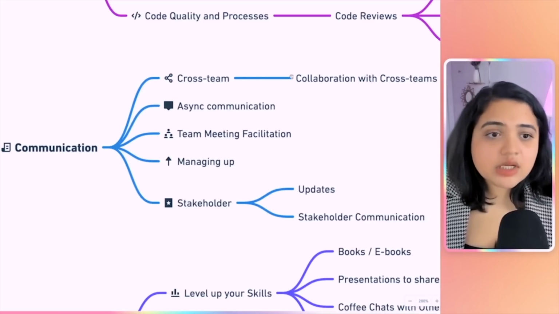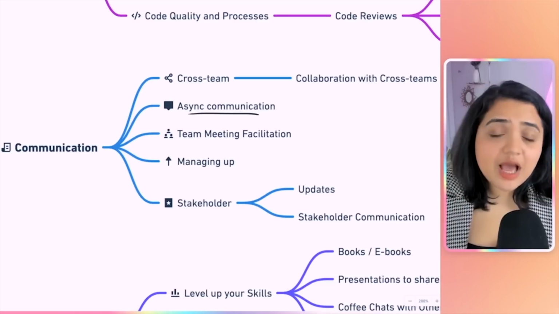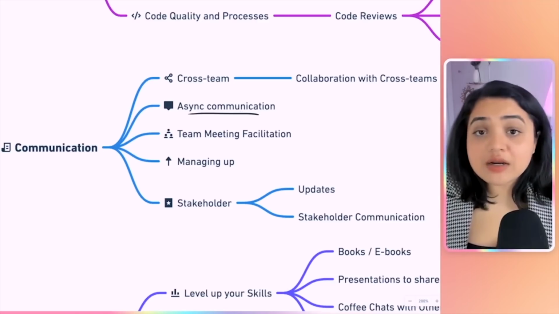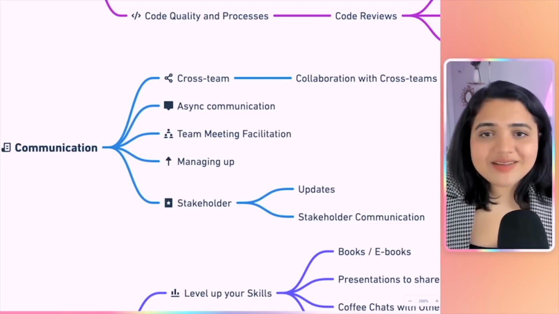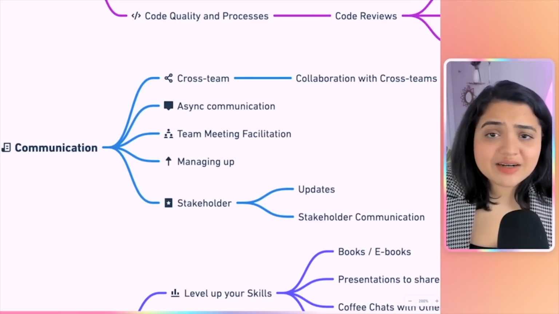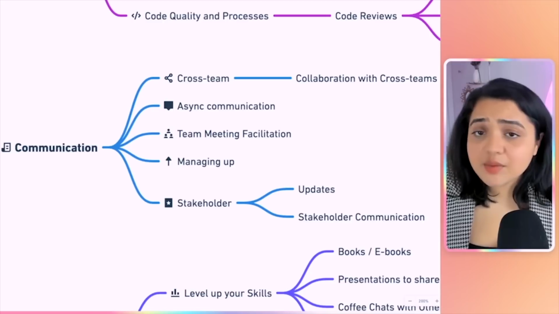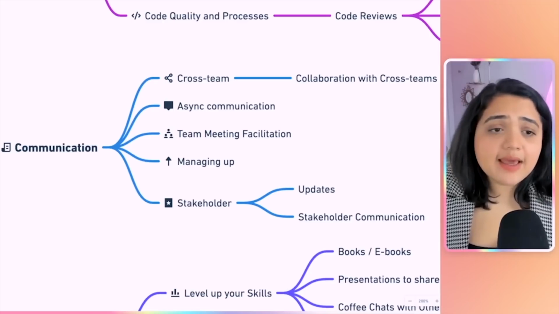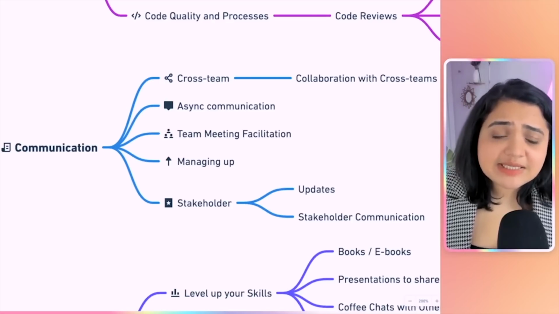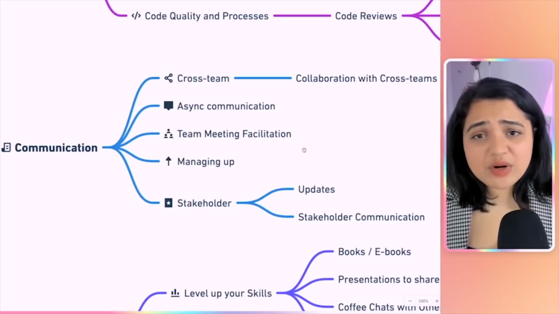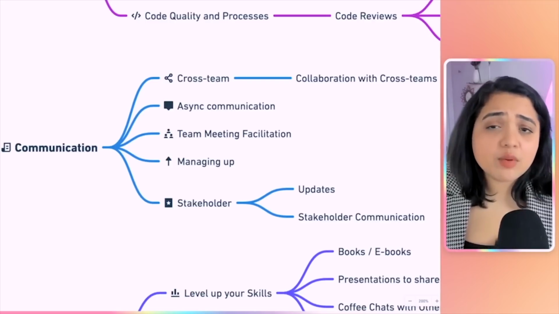Then there should be proper async communication practices. After 2020, we are in a spot where a lot of us are in a remote culture. So it's important that communication practices are async, and there are remote communication practices, and you don't necessarily need to get on a call for everything. There are fewer meetings, and if there are meetings, there's a proper agenda to those meetings, there's proper meeting facilitation.